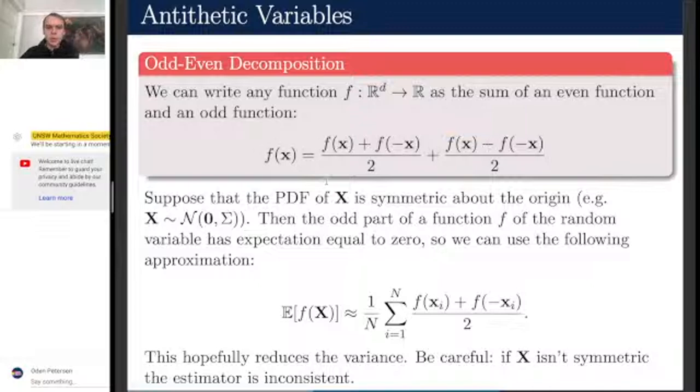So suppose that these x's are sampled from a distribution that happens to be symmetric about the origin. An example of this would be x is a multivariate normal random variable with a mean vector of 0. Or a simpler case is just x is a single-dimensional normal random variable with an average of 0.